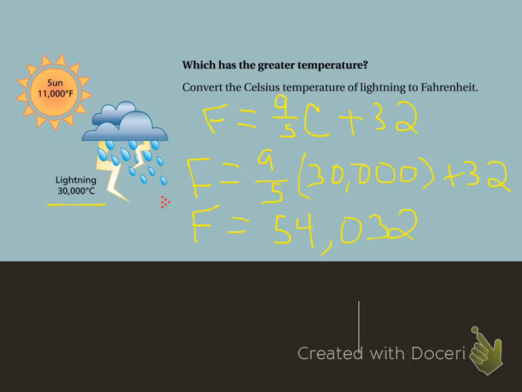Now if we put this in our calculators, we will find that that's 54,032. So if you're looking at this, the sun is 11,000 degrees Fahrenheit, and lightning is 54,032 degrees Fahrenheit. So since 54,000 is greater than the 11,000, the lightning actually has greater temperature than the sun.